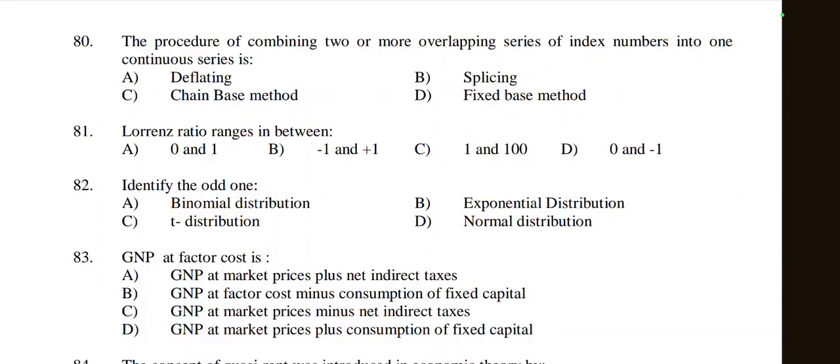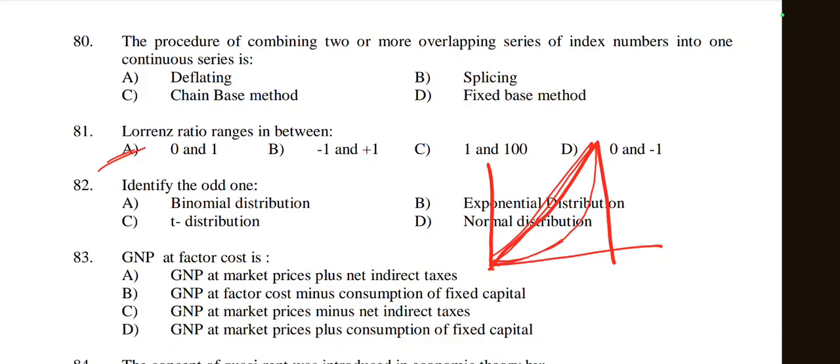Question number 81. Lorenz ratio ranges in between 0 to 1, minus 1 to plus 1, 1 to 100, or 0 to minus 1? The Lorenz curve generally ranges from 0 to 1. This is the shape of the Lorenz curve. This is the perfect equality line and this is the inequality line. The Lorenz curve is measured by the Gini coefficient, which ranges from 0 to 1. 0 means perfect equality and 1 means perfect inequality.